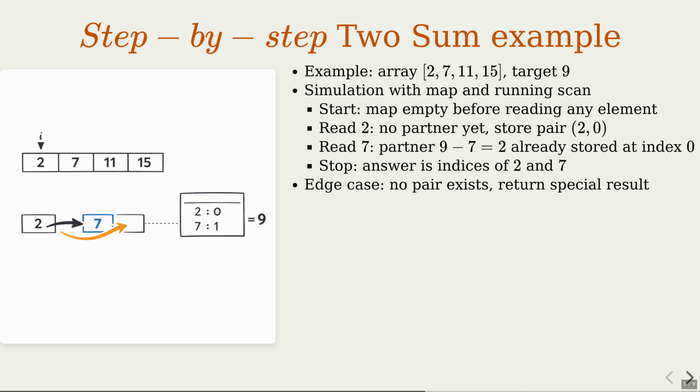If we ever finish scanning the entire array without finding a partner, we return some special result, like a pair of negative ones, to signal that no solution exists.